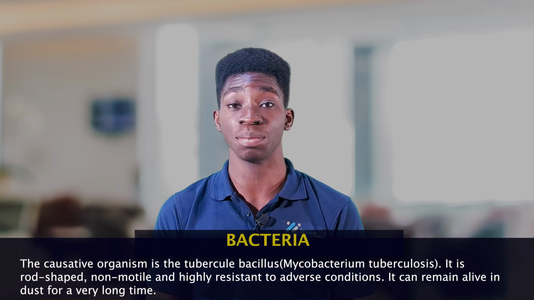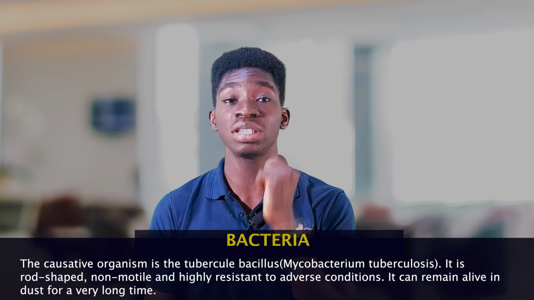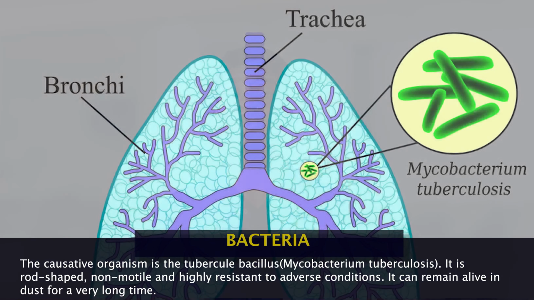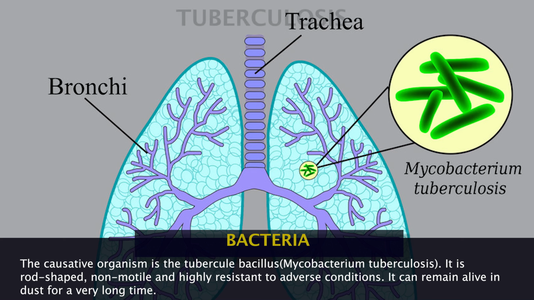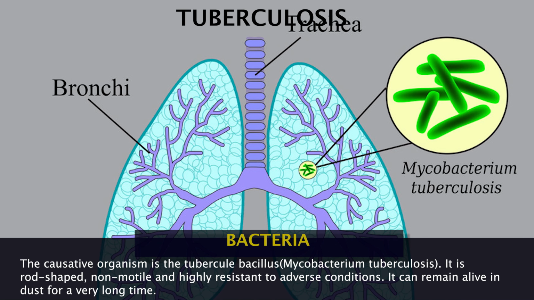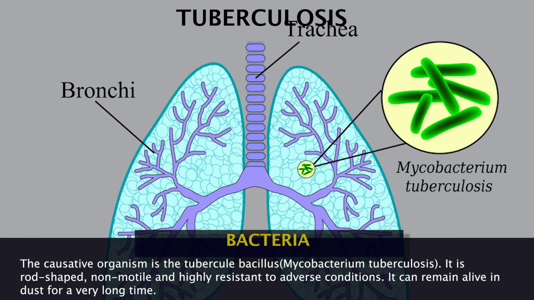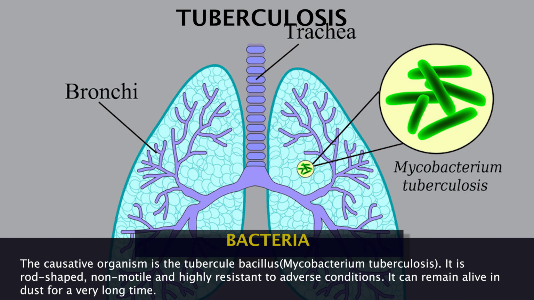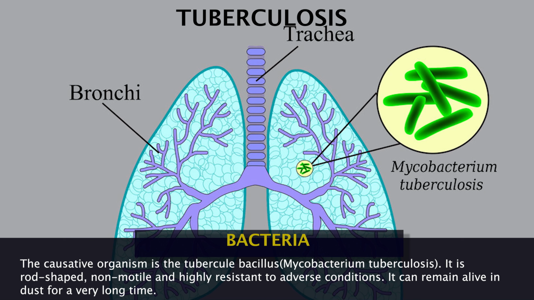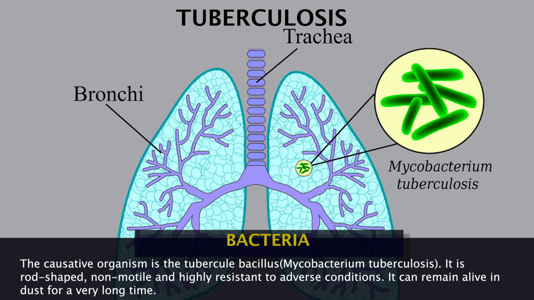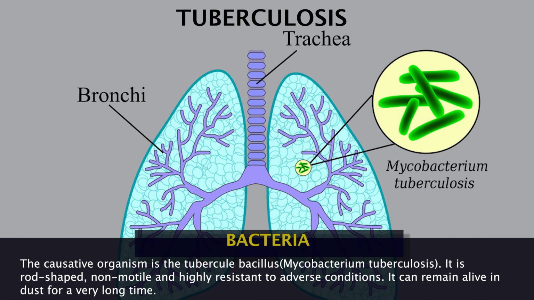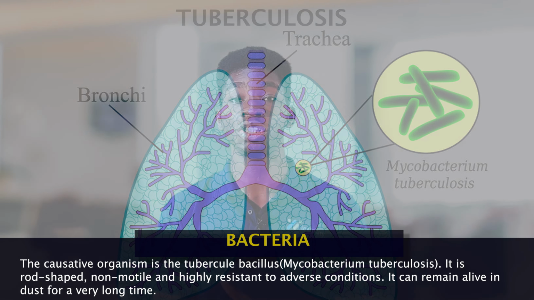Now, the causative organism, the microorganism that causes tuberculosis, is a bacillus. It's a tubercle bacillus, and the specific species is Mycobacterium tuberculosis. Since it's a bacillus, that means it is rod shaped. It is non-motile, which means it cannot move from one place to another, and it is highly resistant to adverse conditions.